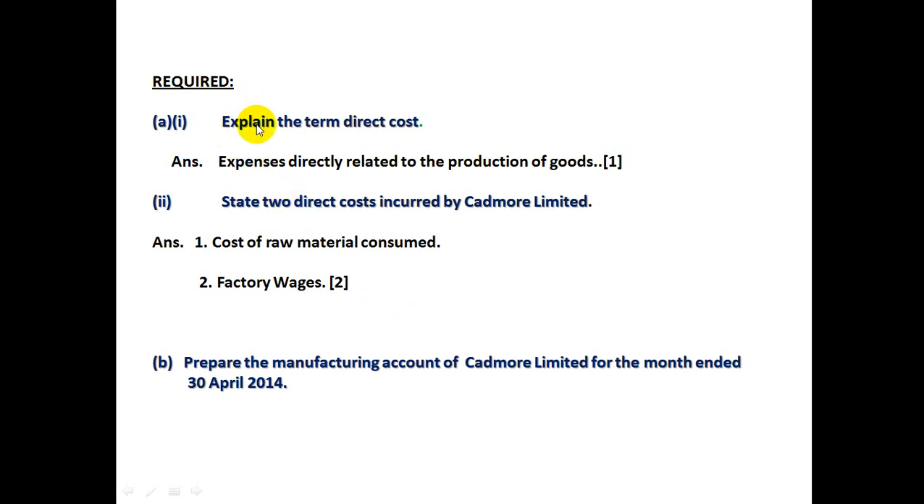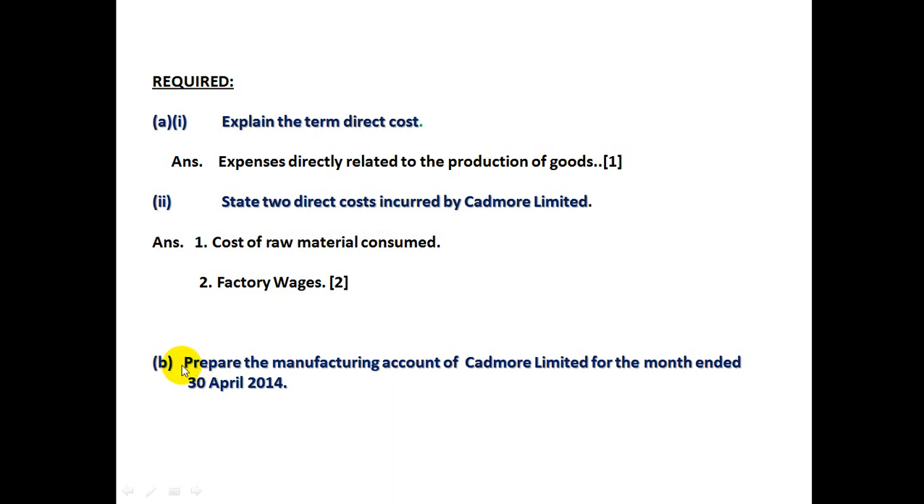These are the requirements in the question. They want you to explain the term direct cost. Direct costs are actually the expenses directly related to the production of goods. Second question, state two direct costs incurred by Cadmore Limited. So mostly the direct costs are the raw material consumed, direct wages, or you can say any other direct expense which is made to produce the goods in a factory.